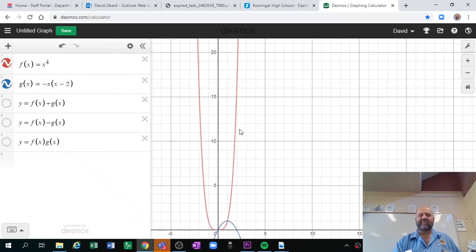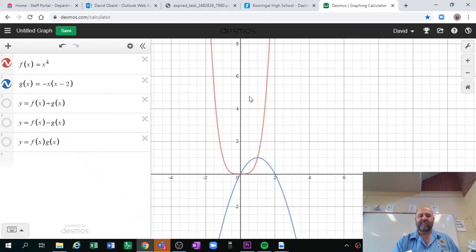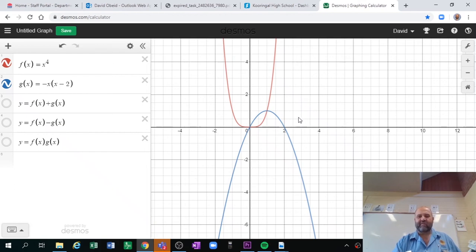The difficulty comes in what happens around here, where the curves interact. Well, when I add the blue curve at x equals 1, y equals 1, to the red curve when x equals 1, y equals 1, I'm going to be up here at 2. So I'm going to be passing through the point 1, 2. What else do I know? Over here the red curve is on 0, the blue curve is on 0. When I add them, I'm going to be on 0.